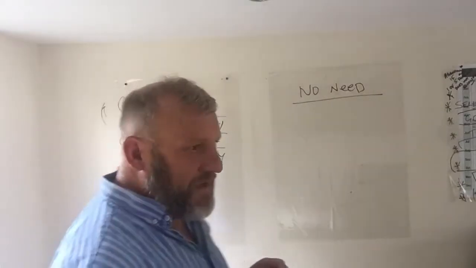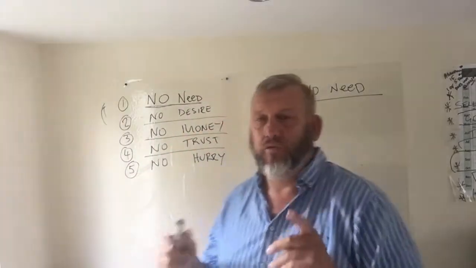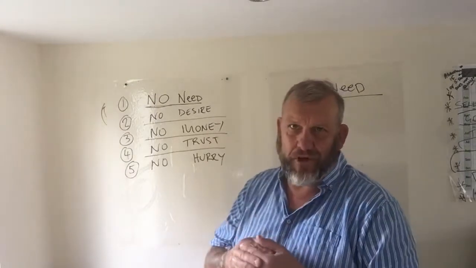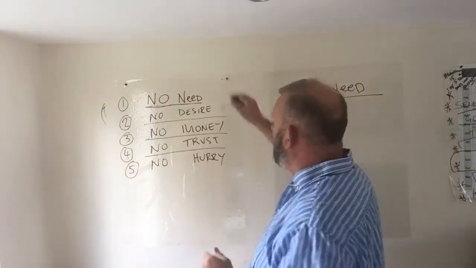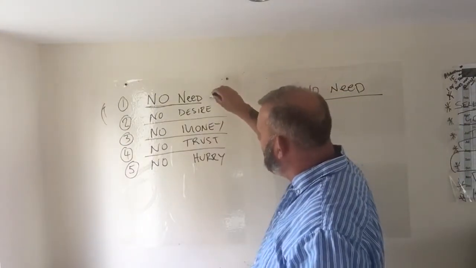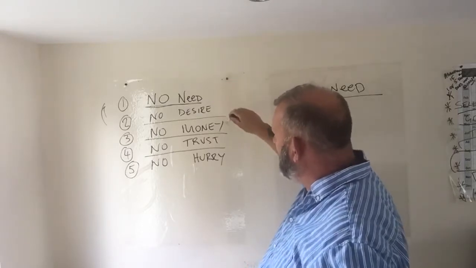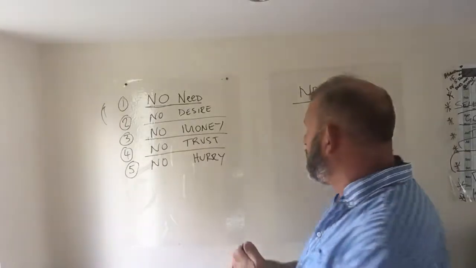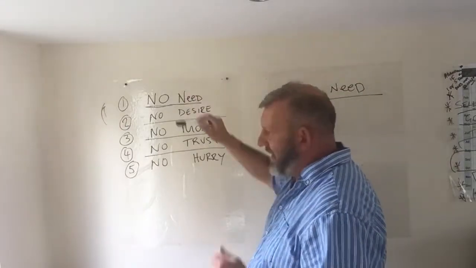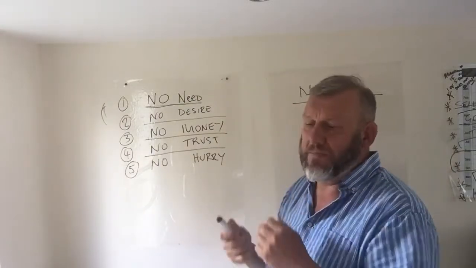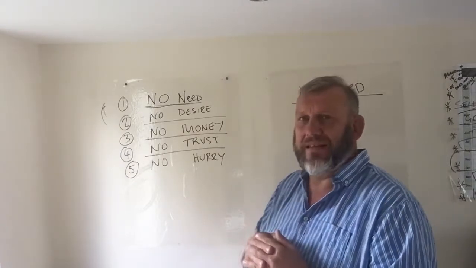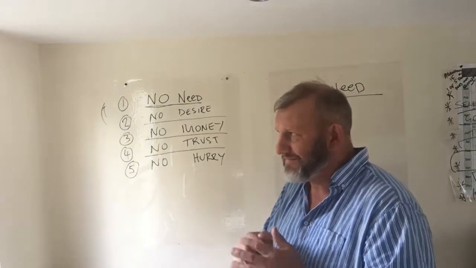In the last video we touched on the 5 reasons. I will really quickly recap those just to make sure that they're firmly in your minds. So 5 reasons people don't buy: no need, no desire, no money, no trust, no hurry. I did briefly touch on no need, and I gave some examples as to why people don't need things and why people buy things that they don't need sometimes.